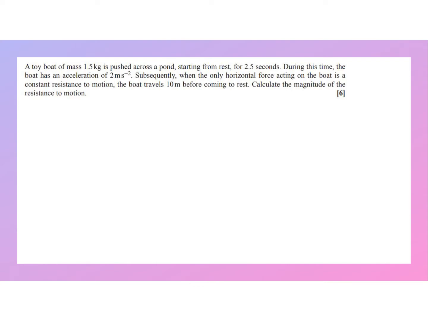A toy boat of mass 1.5 kilograms is pushed across a pond starting from rest for 2.5 seconds. During this time, the boat has an acceleration of 2 meters per second squared. Subsequently, when the only horizontal force acting on the boat is a constant resistance to motion, the boat travels 10 metres before coming to rest. Calculate the magnitude of the resistance to motion.